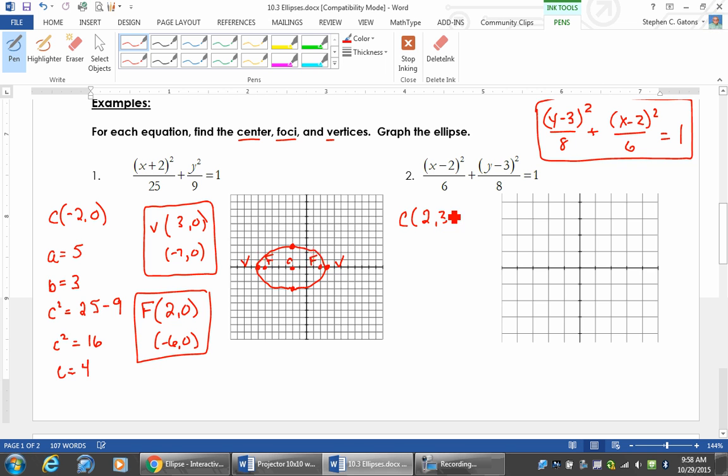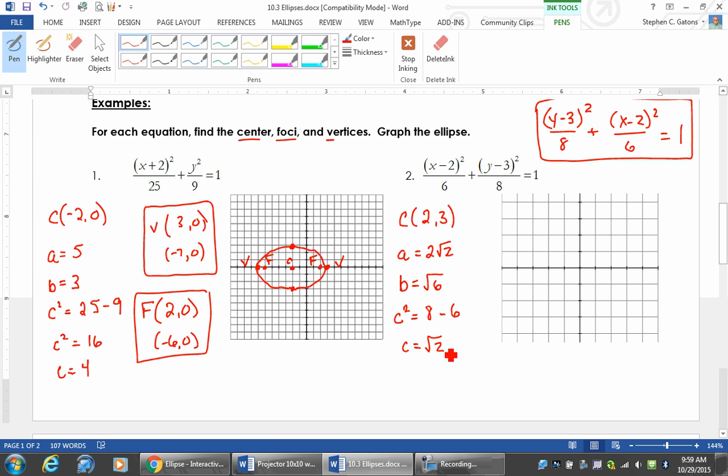2, 3. And what's the value of A? Two radical 2. And what's the value of B? Radical 6. And then C squared is equal to A squared, which is 8, minus B squared, which is 6. So C is equal to, if I do this right, square root of 2.